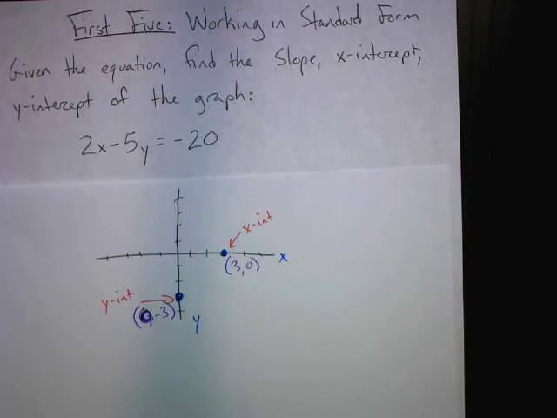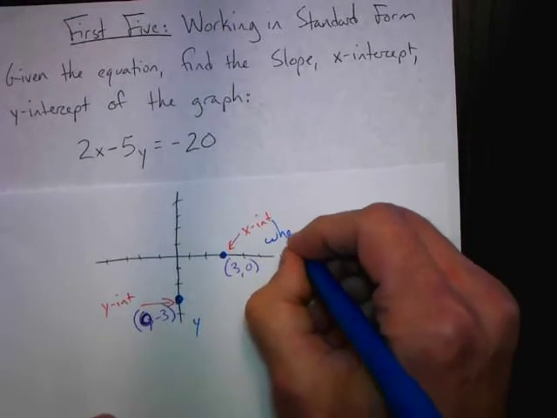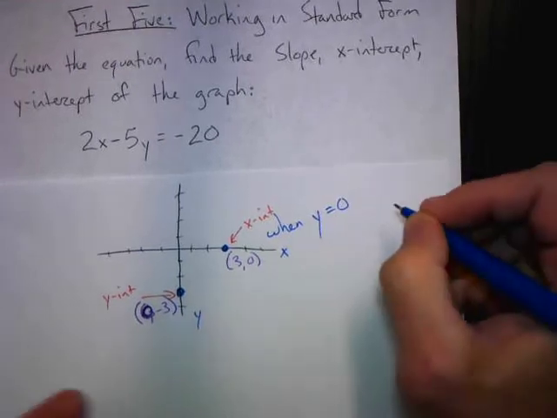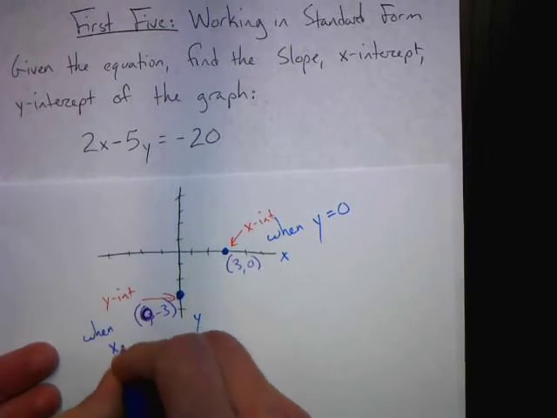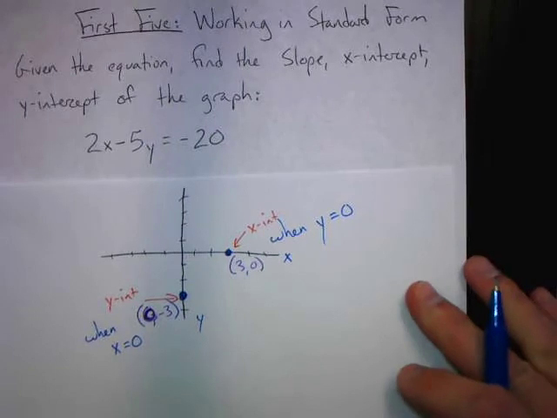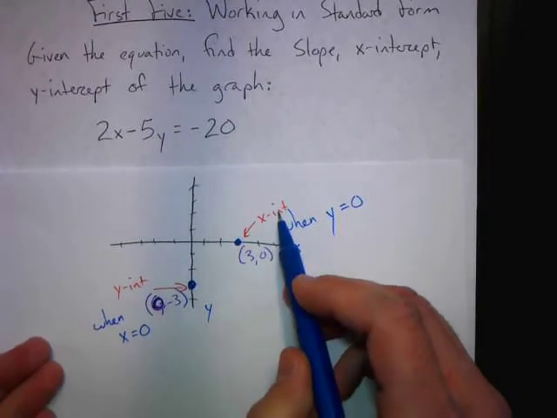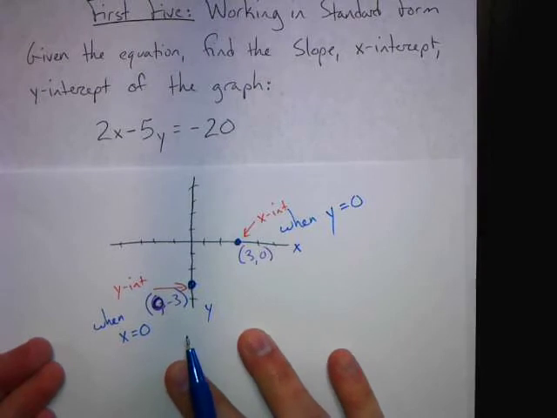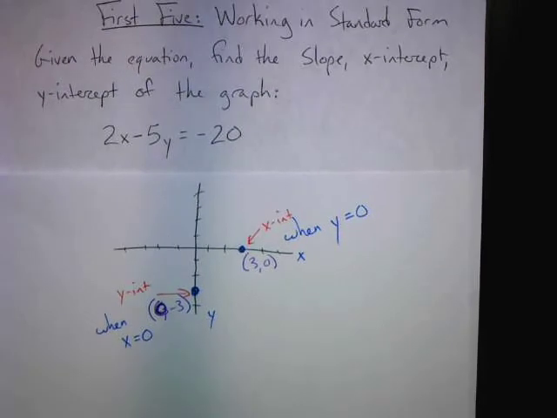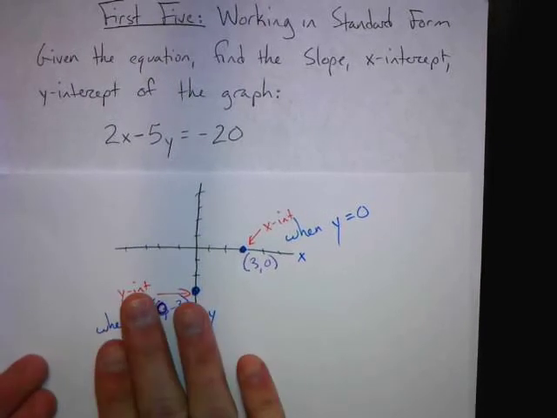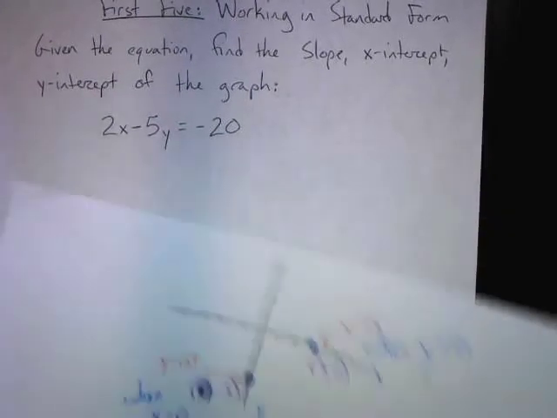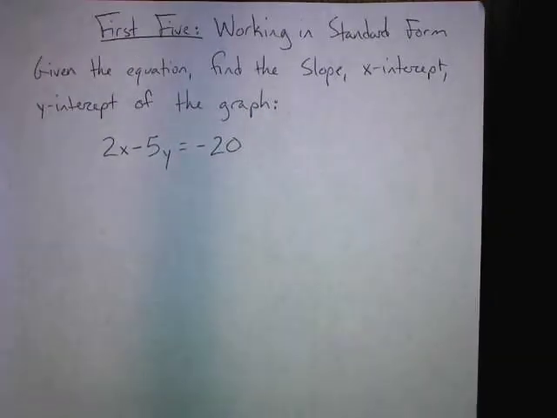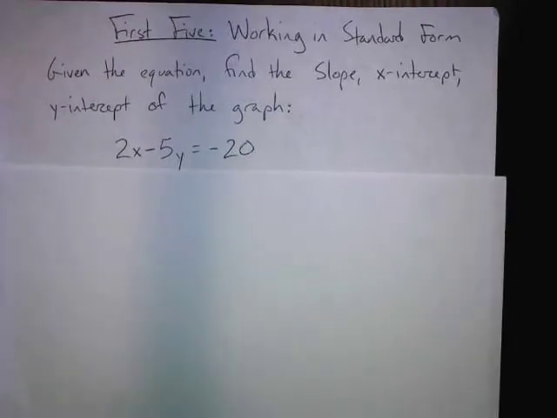So notice, the x-intercept is when the y-coordinate is 0. And the y-intercept is when the x-coordinate is 0. That is by definition what those intercepts are. So we have to know the definition of what a y-intercept is and the definition of what the x-intercept is, and that will help us greatly when we're looking at an equation in standard form to identify those pieces of information.